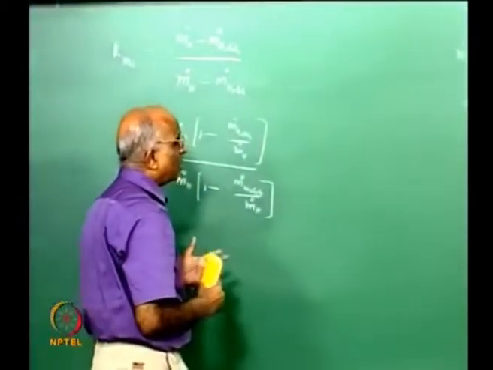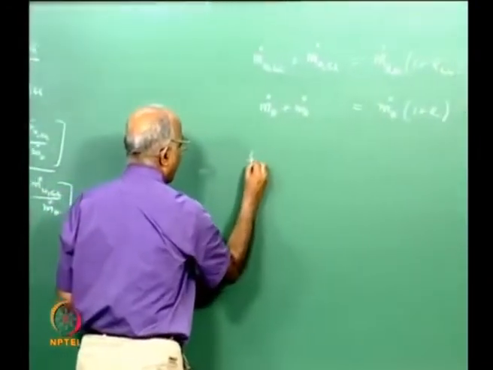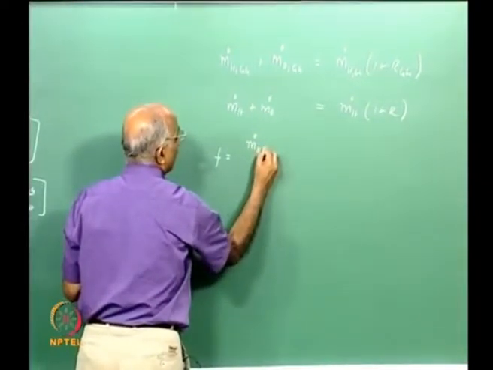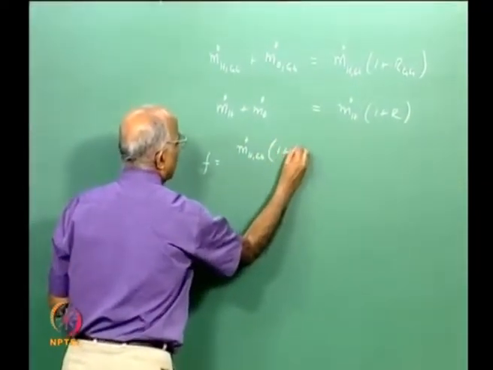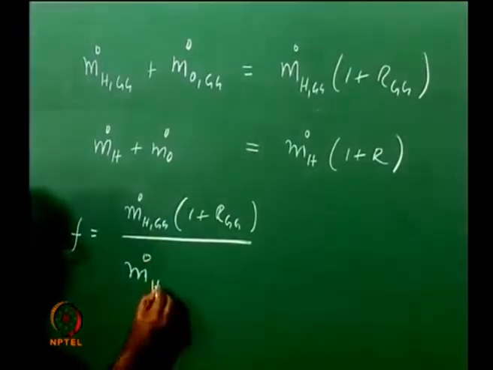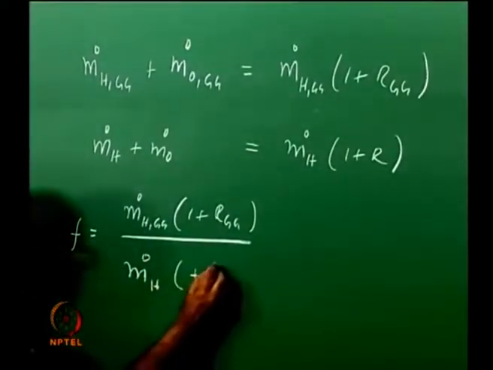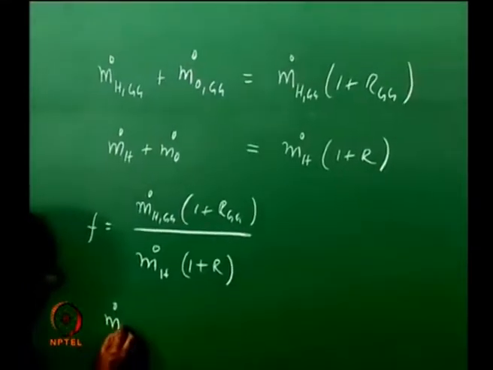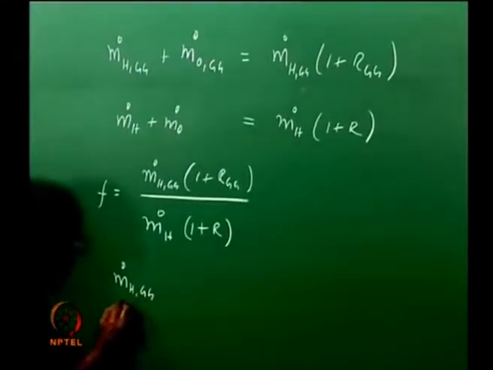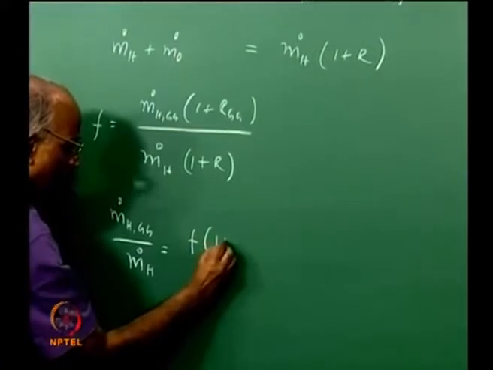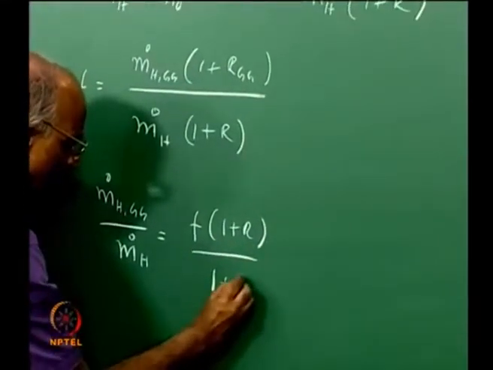And now, if we say what is the fraction F, fraction F is equal to m dot H through the Gg into 1 plus R Gg, divided by m dot H through the main engine into 1 plus R. Please try to check whether things are going all right. From this I get m dot H through the Gg divided by m dot H is equal to F into 1 plus R divided by 1 plus R Gg.